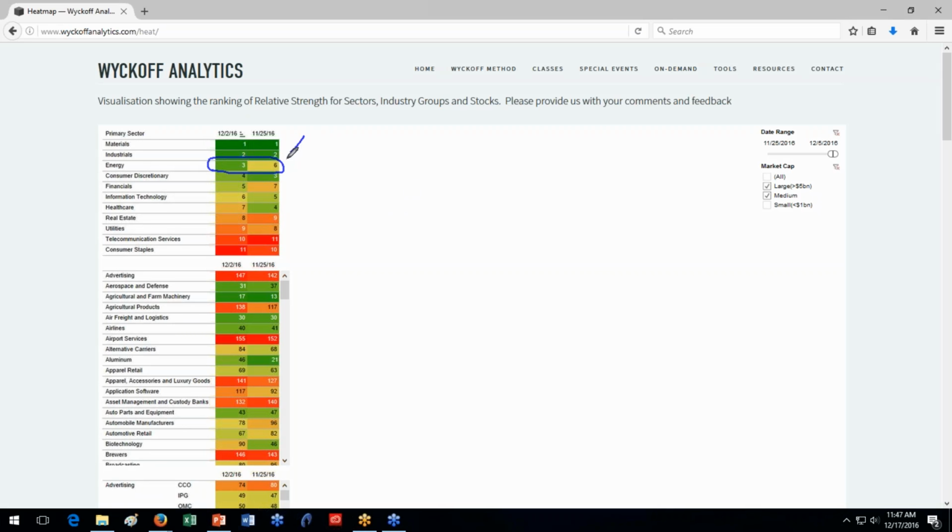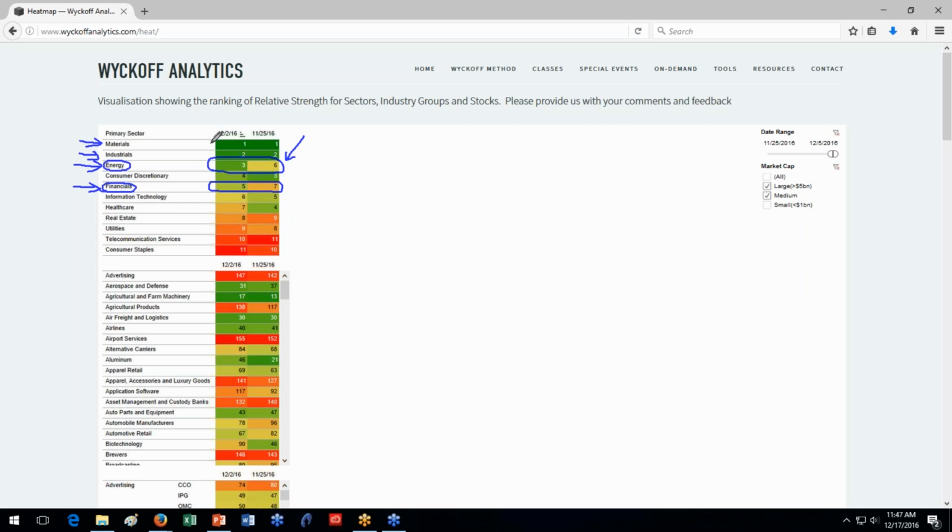So obviously the green is the color that we would prefer for the leadership, and we're seeing how the materials started to outperform since the election, industrials, energy as well. We are seeing again the rotation that is happening primarily in energy and the financials. So those are the two sectors that are going to be extremely of interest to us. Anything else seems to be not that interesting.